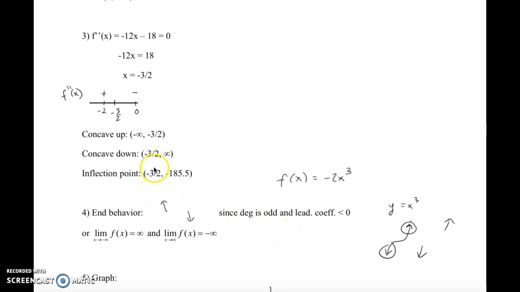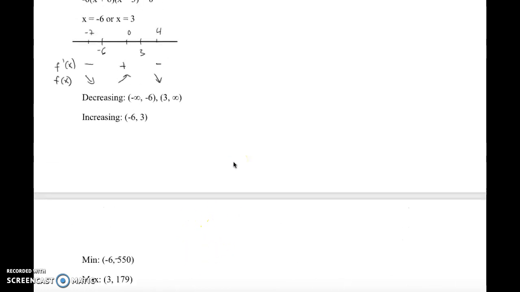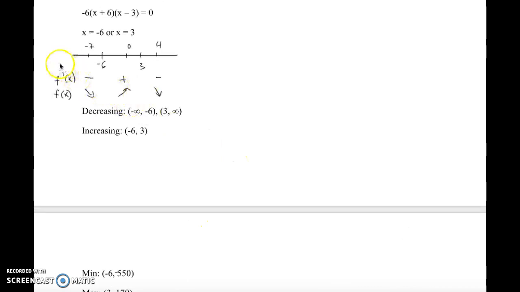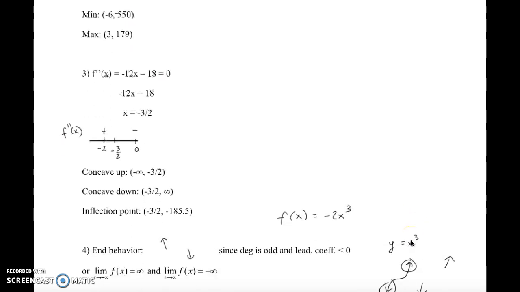It's going to come from high, it's going to come down. It's going to go ahead and hit our minimum. It's going to come back up for a little bit, and then it's going to go back down. It's going to match what we got from our first derivative. So here it's going to come down, come back up, and then go back down. It's because it's a cubic function. It'll maintain its shape.